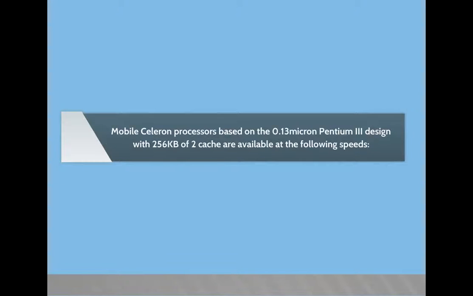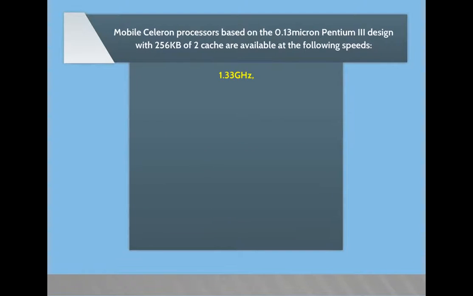Mobile Celeron processors based on the 0.13 micron Pentium 3 design with 256 KB of L2 cache are available at the following speeds: 1.33 GHz, 1.26 GHz, 1.20 GHz, 1.13 GHz, 1.06 GHz, 1.00 GHz, 733 MHz, 700 MHz, 667 MHz, 650 MHz.